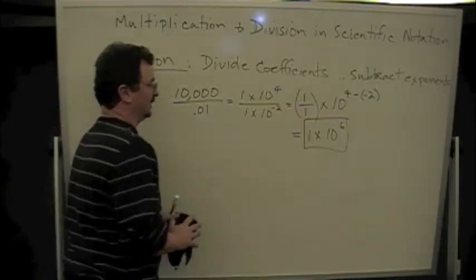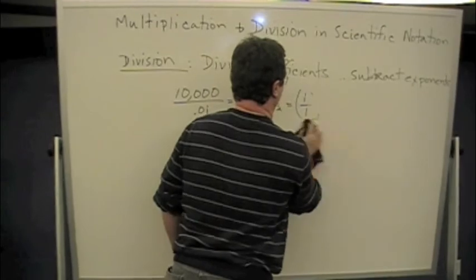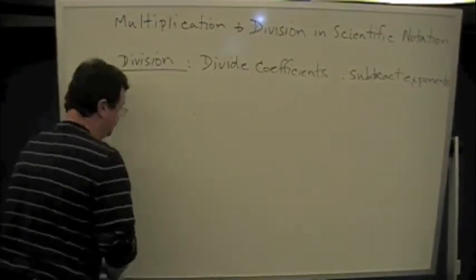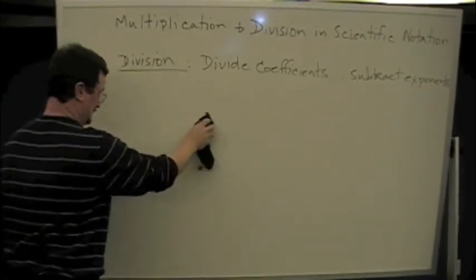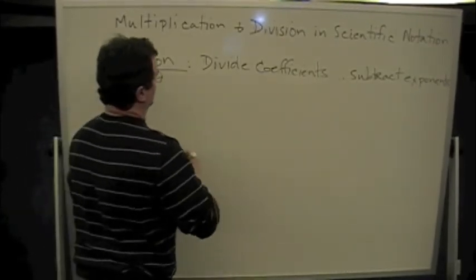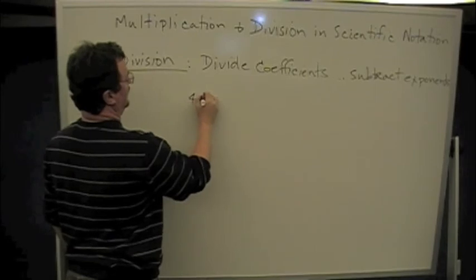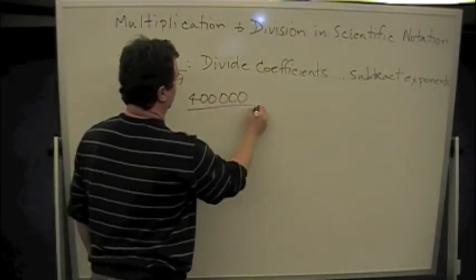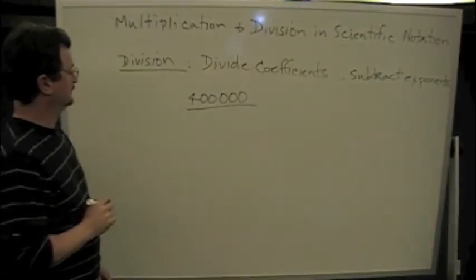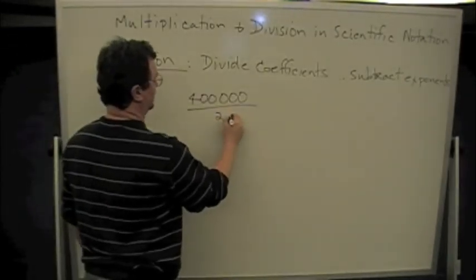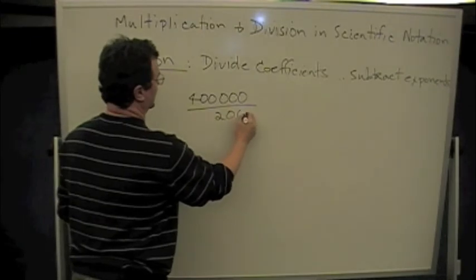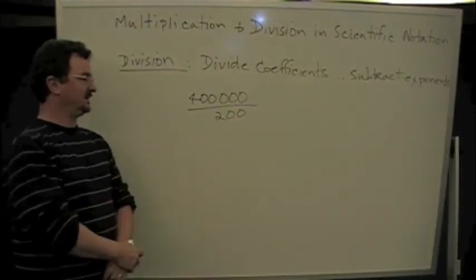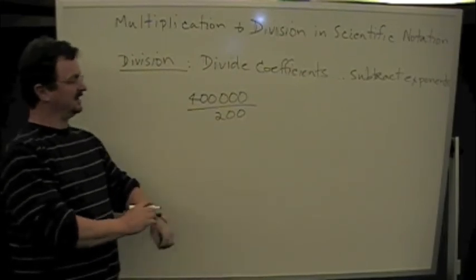All right. Let's try one of these on your own. Let me give you an example that you can try on your own. 400,000 divided by 200. Hit the pause button. Try this on your own.